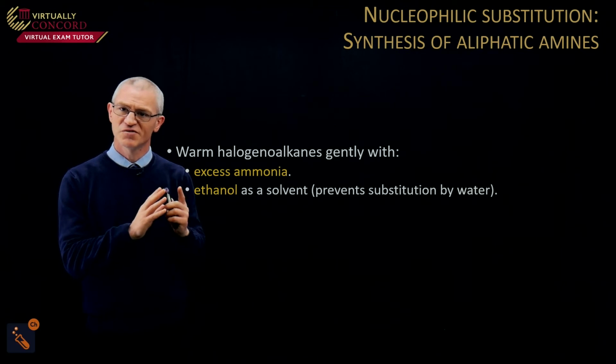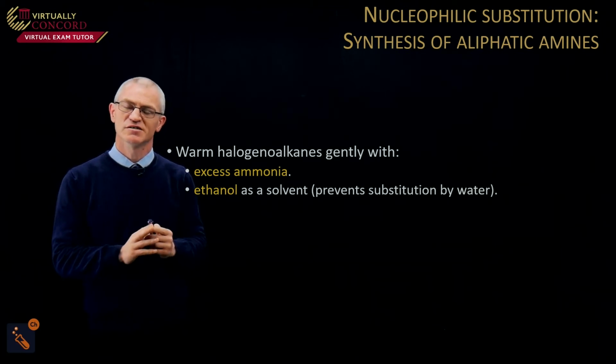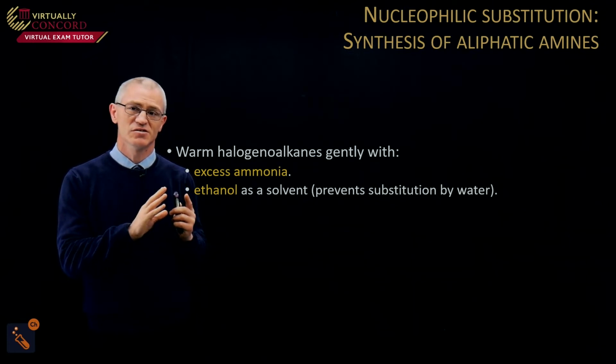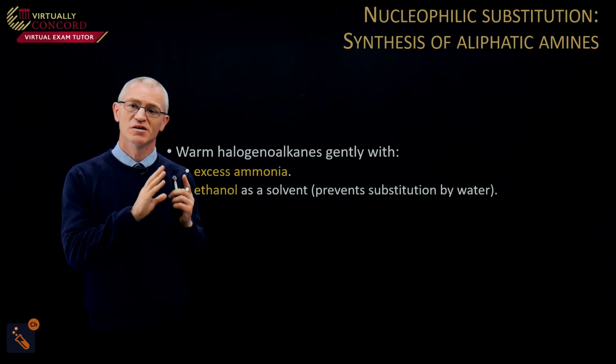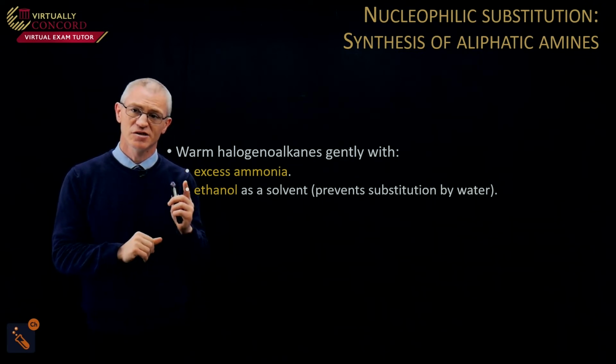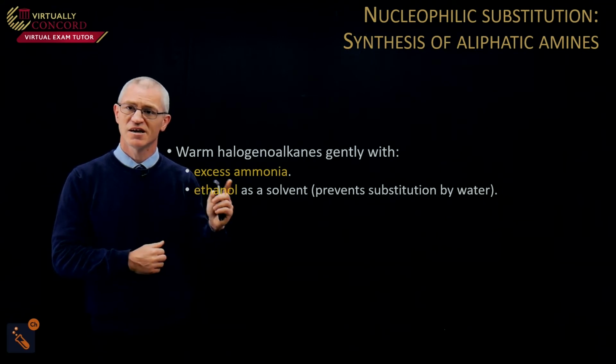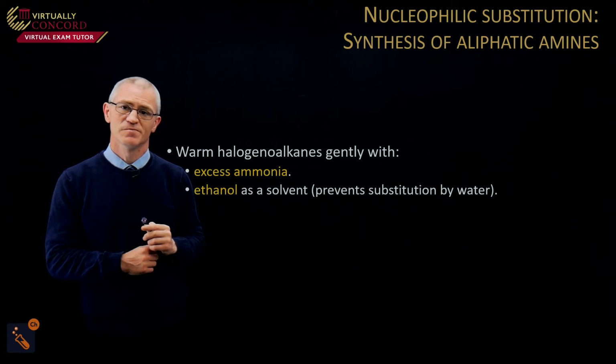Okay, but really, really important, and I will say this in my exam style questions video, is that actually a lot of the time the questions on this are based upon remembering the reagents. So that's why these are highlighted. Make sure if you want to make an aliphatic amine, do it with excess ammonia and ethanol. Okay, and that's with a halogenoalkane.